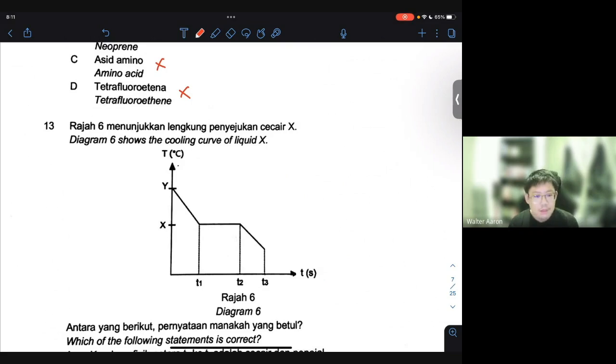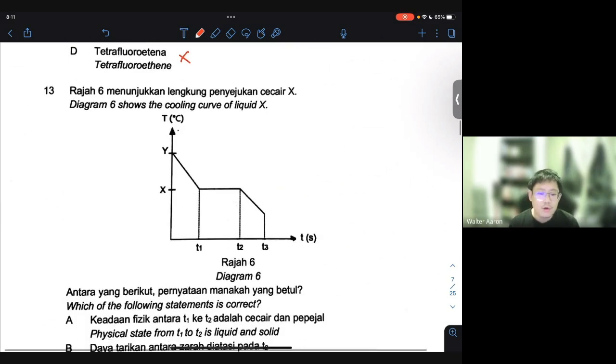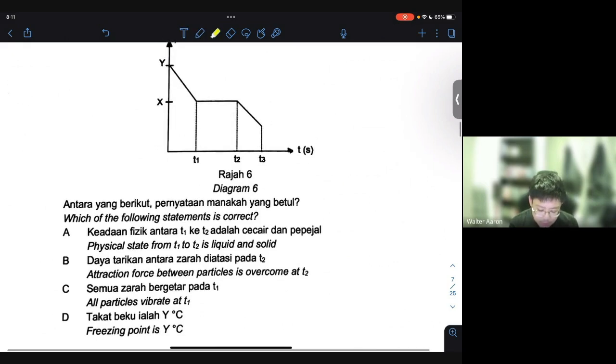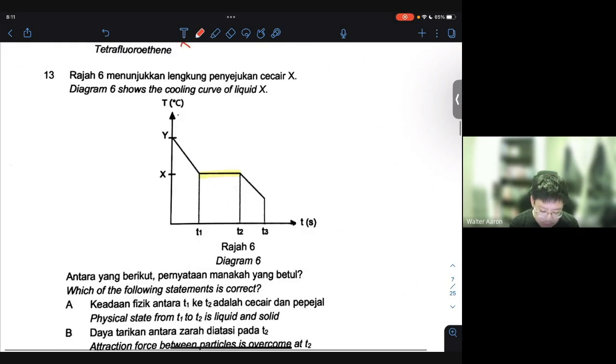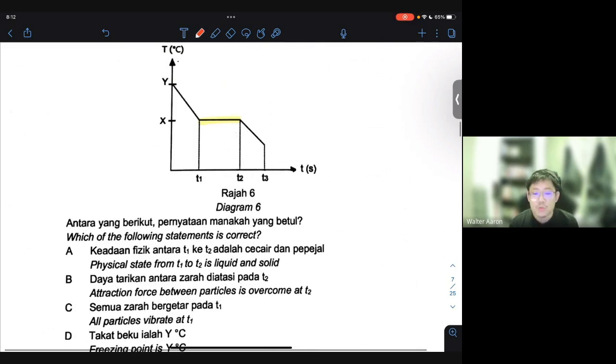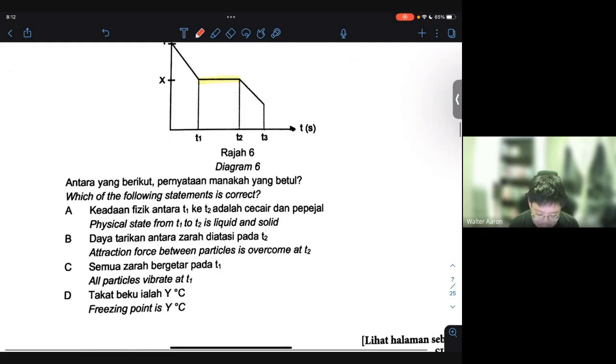For 13, diagram 6 shows the cooling curve of liquid X, which of the following is correct? Physical state from T1 to T2 is liquid and solid. If T1 to T2 is liquid and solid, then I say it's correct. Is it? Let me check and see. It says here cooling curve. It doesn't mention whether it is a condensation or a freezing. But I will assume that it is freezing, but I'm going to put this aside first.